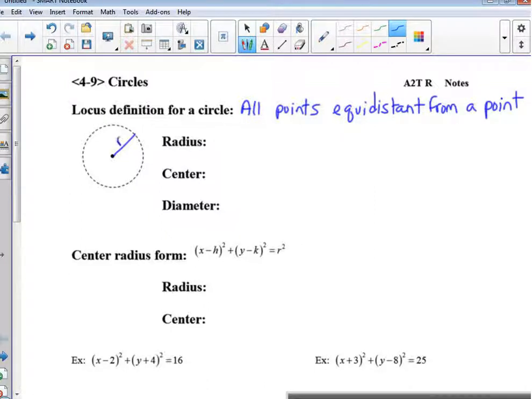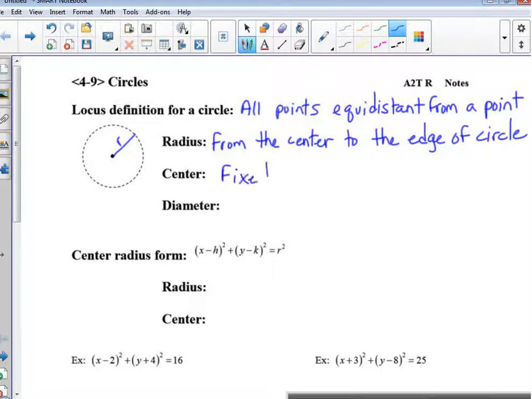Here we have a radius. Radius is from the center to the edge of the circle. The center is the fixed point in the middle, and the diameter is twice the radius. That should be review.